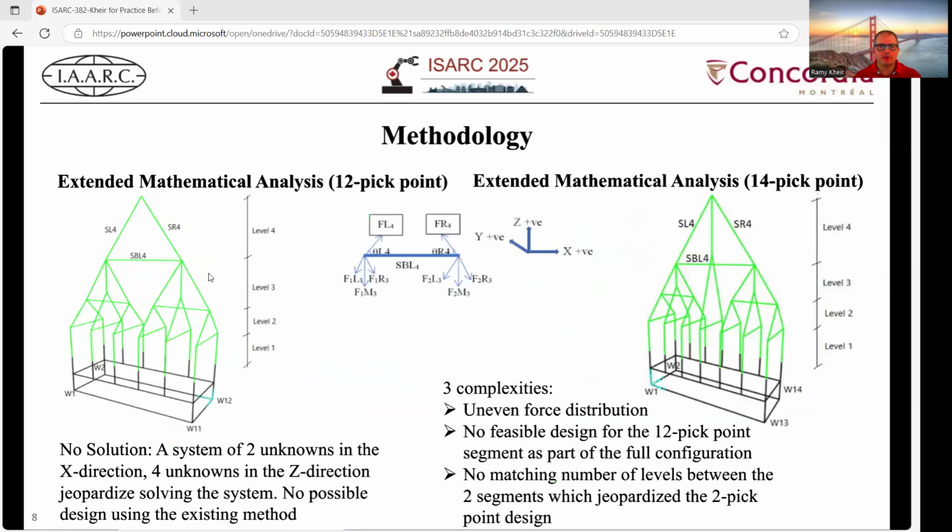In the case of 12-peak point configuration, the solution was impossible, because when considering the free body diagram and by summing the forces to be equal to 0, we ended up with a system of 2 equations with 6 unknowns. In the case of the 14-peak point, the static equilibrium method is completely invalid for 3 reasons. The first is the uneven force distribution between the two segments. Second is that the analysis of the 12-peak point segment wasn't possible. And third is because of the mismatching number of levels between the two segments.